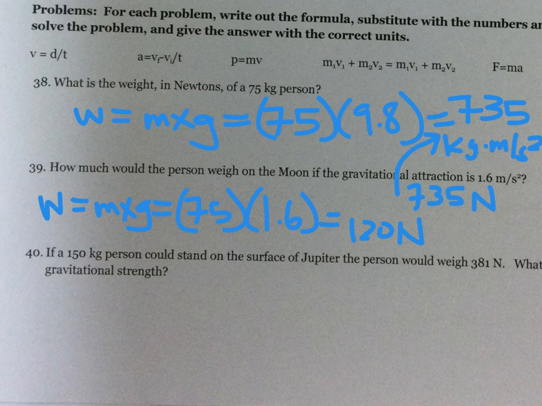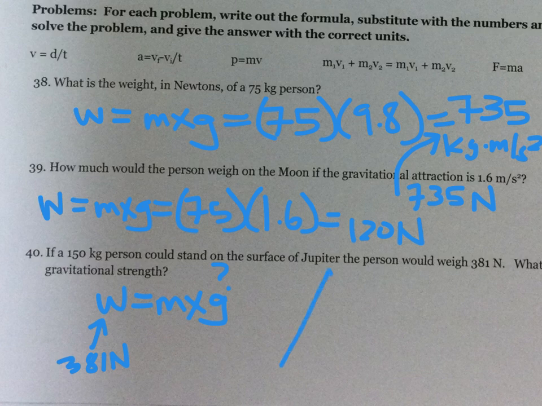And the last question on here says, if a 150 kilogram person could stand on the surface of Jupiter, the person would weigh 381 newtons. What is the gravitational strength? So again, using the same equation where weight equals mass times gravity, this time we're actually going to be looking for gravity. So we know that the weight is 381 newtons.